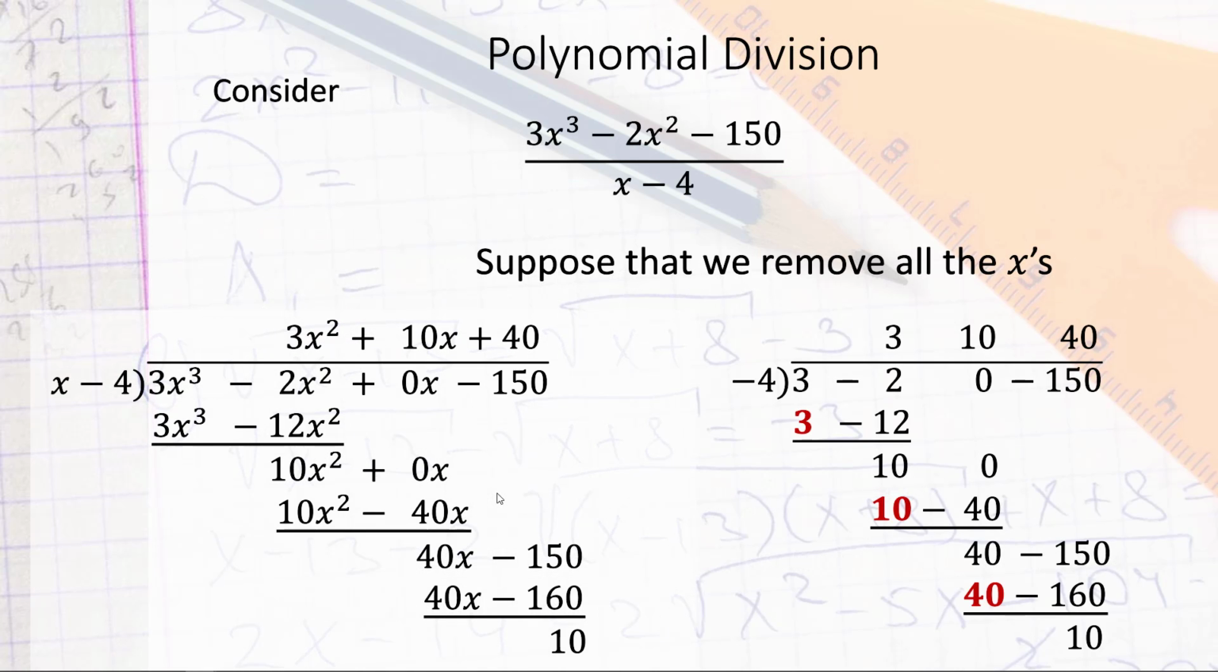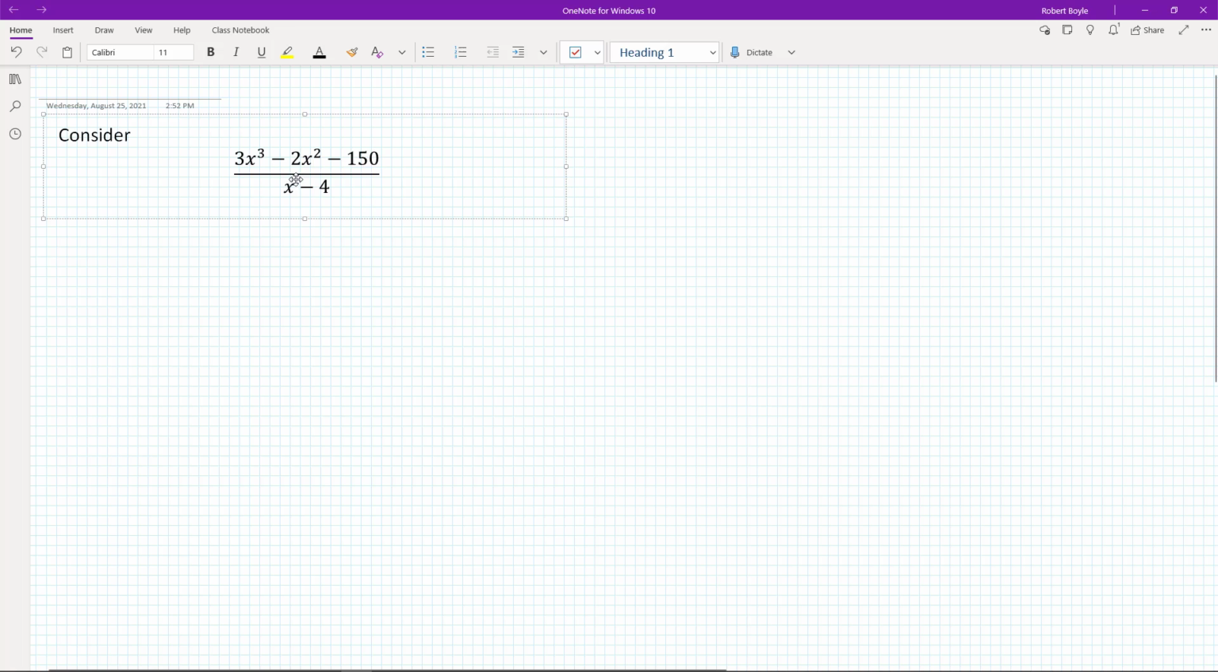Now we want to talk about polynomial division. I know I have it written out here in slides, but what we're going to do is walk through this in OneNote. So let's go ahead and do that. Here we have 3x cubed minus 2x squared minus 150 divided by the quantity x minus 4. And we want to do that division. How do we normally do that division? Well, we would normally use long division.